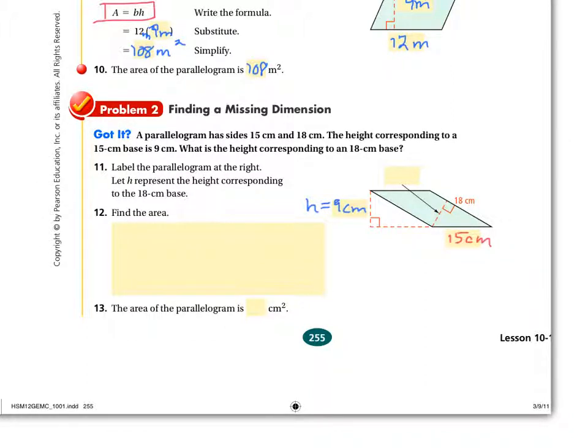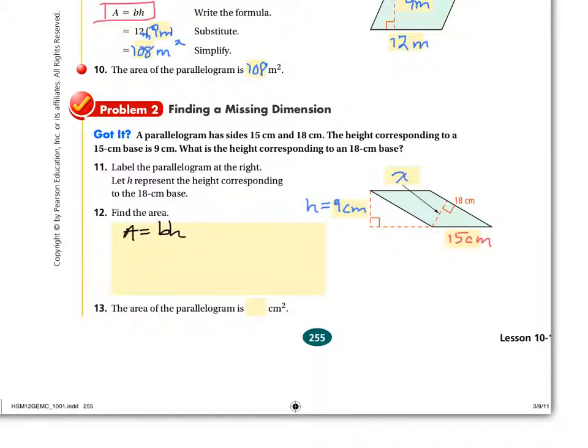So we're going to let that be our x. Oh, sorry, they want that labeled h. Well, we're going to label it x. So find the area. Okay, so we're going to find the area. Can we find the area of this particular parallelogram? Right here. What's the area formula of a parallelogram? Base times height. Isn't this the base of the parallelogram right now? And isn't this the height associated with that base?